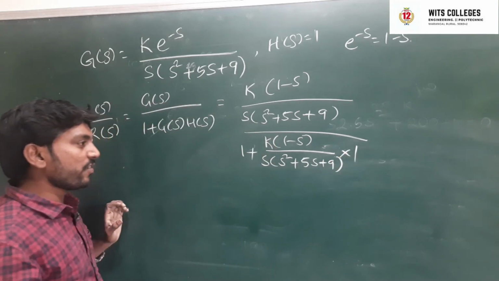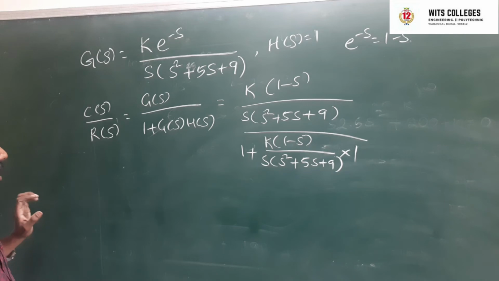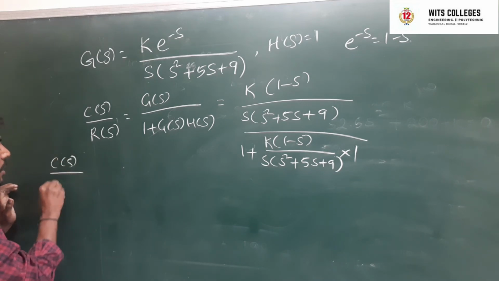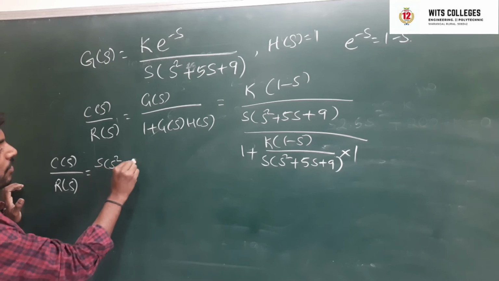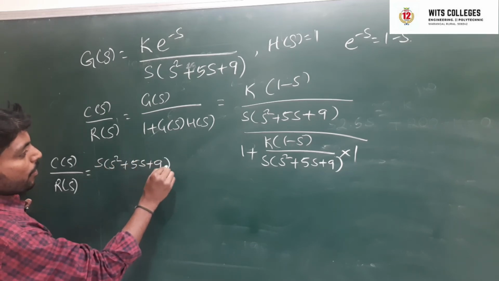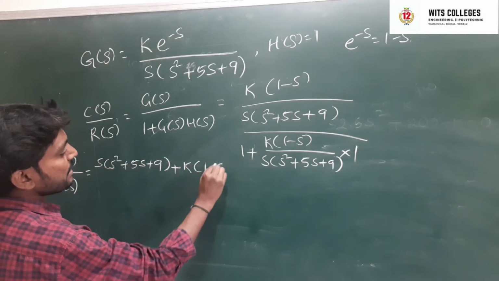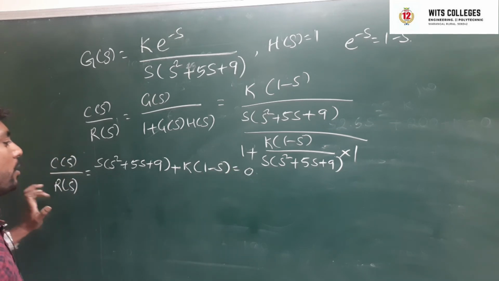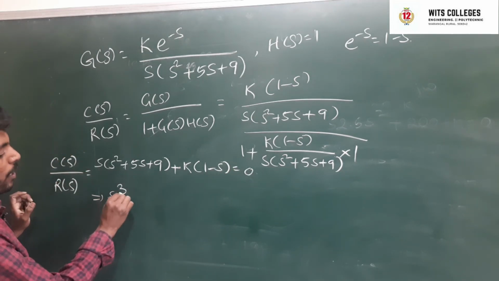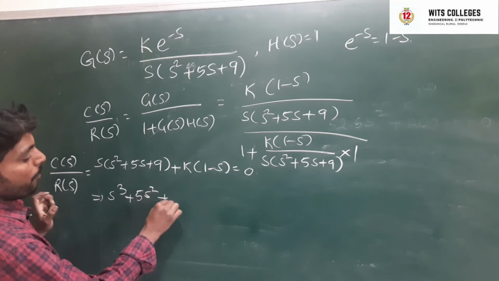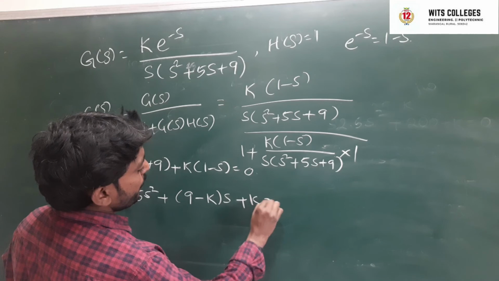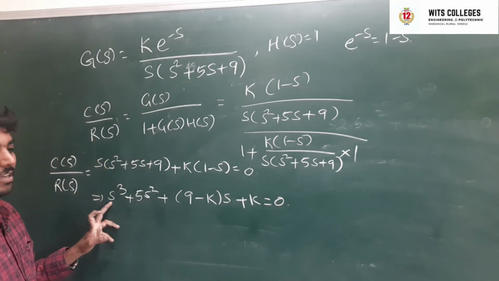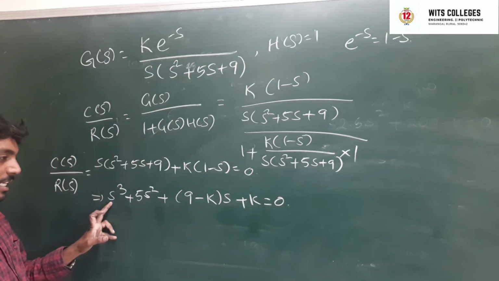By simplifying this equation, we will get the finalized function. C of s by R of s is equal to s into s square plus 5s plus 9, plus k into 1 minus s is equal to 0. By multiplying this equation, we will get s cube plus 5s square plus (9 minus k) s plus k is equal to 0. That is nothing but a third order equation.